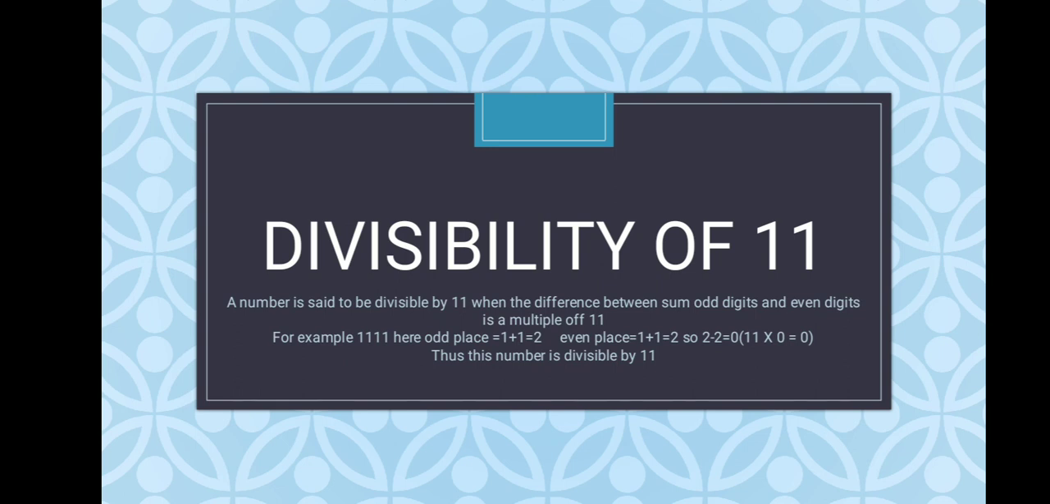Divisibility rule of 11. A number is said to be divisible by 11 when the difference between the sum of odd place digits and the sum of even place digits is a multiple of 11. For example, 1111. Here at odd places we have 1 and 1, so 1 plus 1 is 2. And at even places, here also we have 1 plus 1, that is 2. So we will subtract. So 2 minus 2 is 0. And 11 into 0 is 0. Thus this number is divisible by 11.